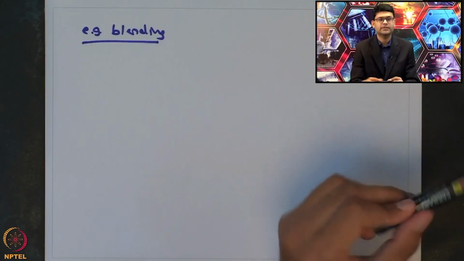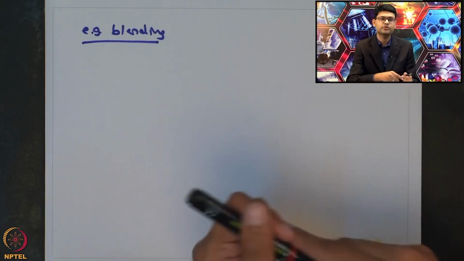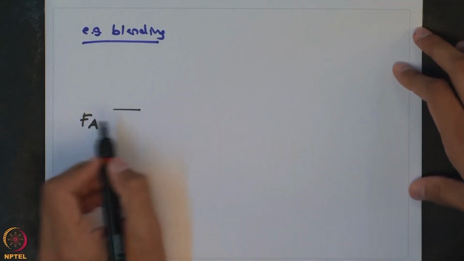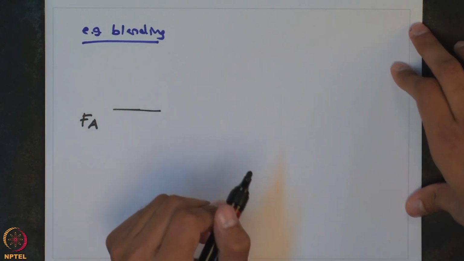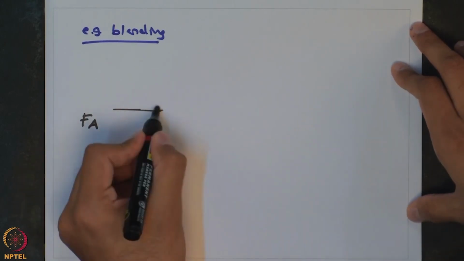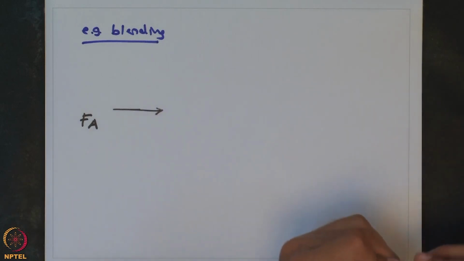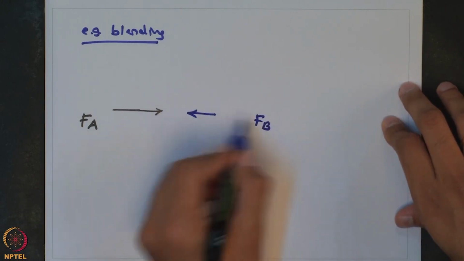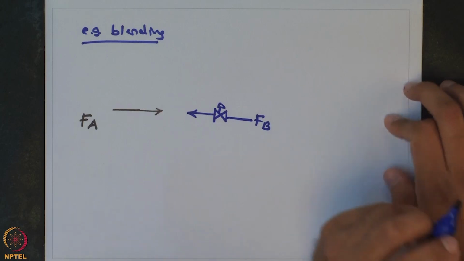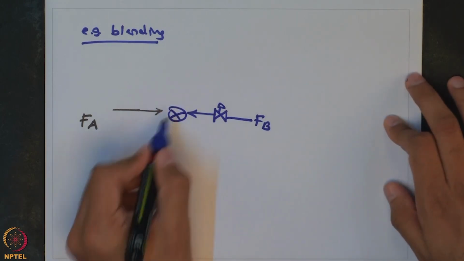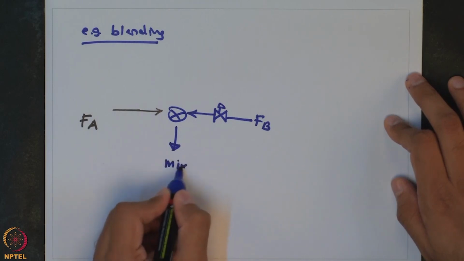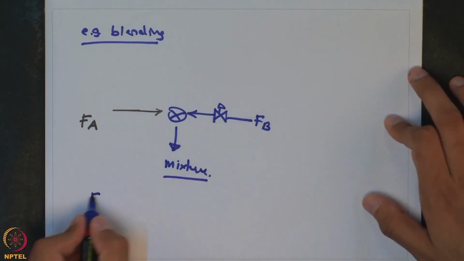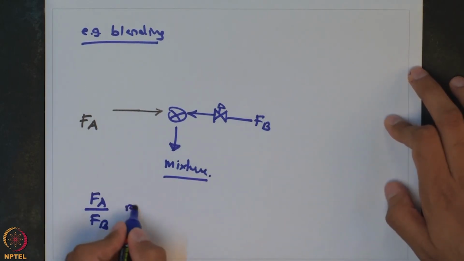So blending is an operation where you are going to mix two streams in a particular ratio. Let us say you have a stream FA which is coming in from one particular source, and you are going to mix it with another stream FB, which you can control its flow rate. These two are mixed and what you get is the mixture, and you want to blend these in such a way that a certain FA over FB ratio has to be maintained.